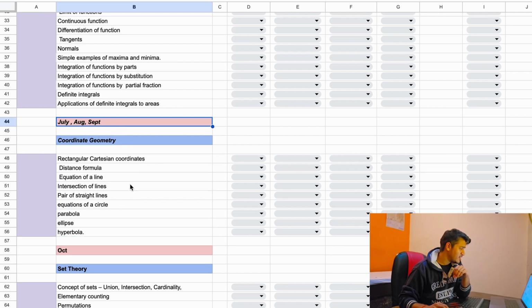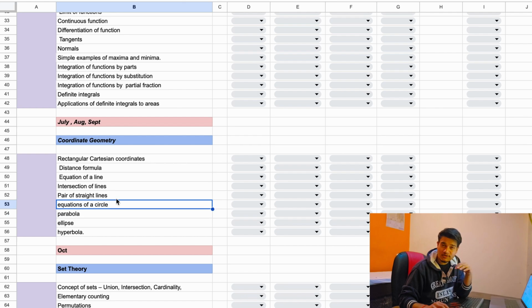Why have I given 3 months? Because for the ellipse, hyperbola, parabola and the equation of a circle, there will be a lot of formulas and a lot of concepts, and I think if you go slowly you will be able to cover these topics.